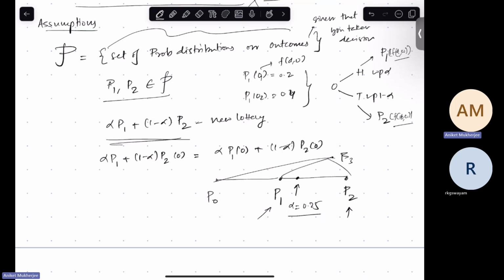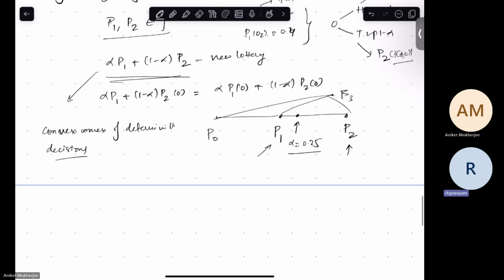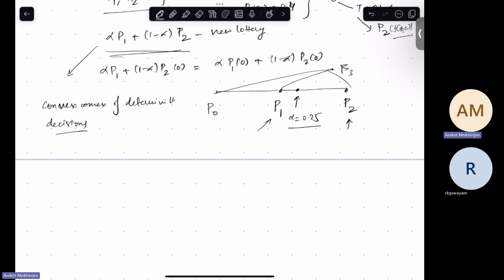So this is basically the convex combination of all deterministic decisions. Yeah, I hope that is clear. Yes, it is clear. Okay, so this was P.